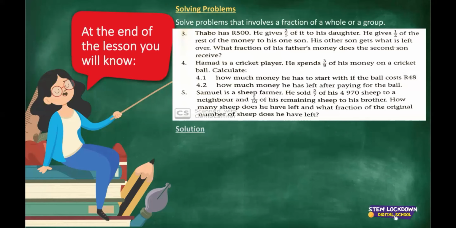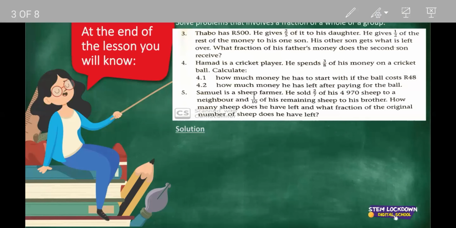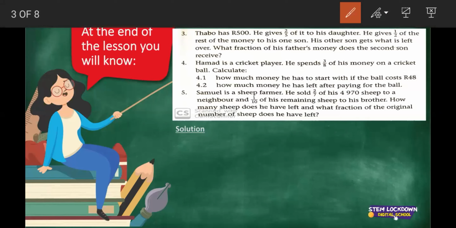And we did kind of this example. So let's do it together, guys. So here's Tabo. Tabo has 500 rands, right? 500 rands. So he will give his daughter 2/5 of that money. So we must say 1 multiplied by 2/5. And our answer will be, so we'll multiply his money with the fraction of his daughter.